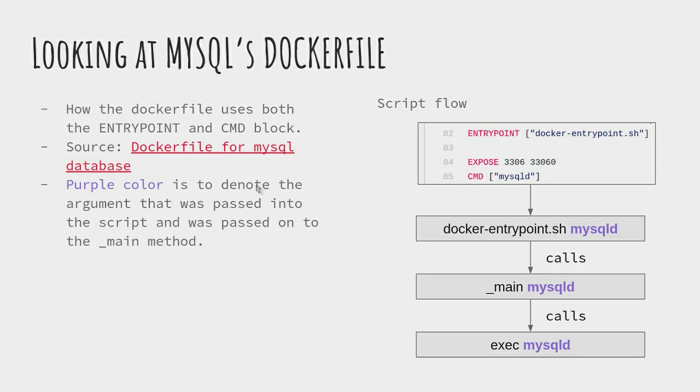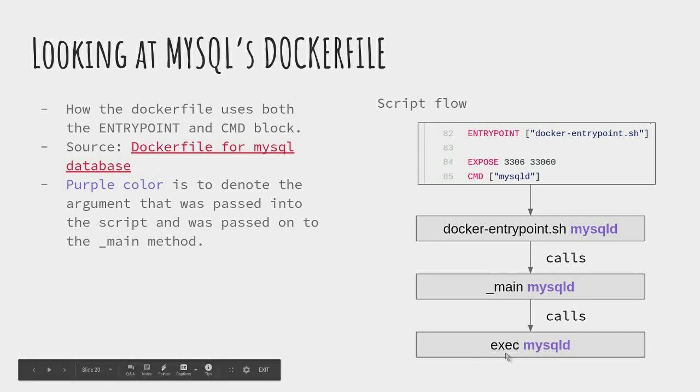The purple color denotes the argument that was passed into the script, which was MySQL and was passed on to the main method. So they have created a script file which they invoked in the entry point. The CMD, they gave MySQL. So MySQL acted as an argument to the script. So something like this was invoked. It called the main method with MySQL, and the main method did some stuff, stopped the MySQL, and at the end of it started the MySQL again. So this is how it was being used.